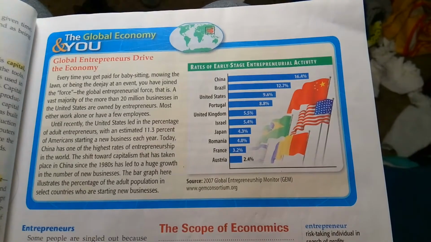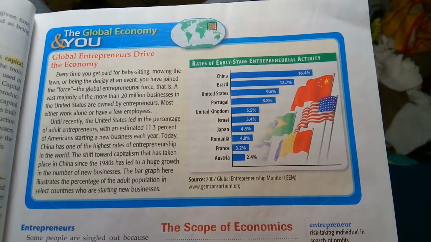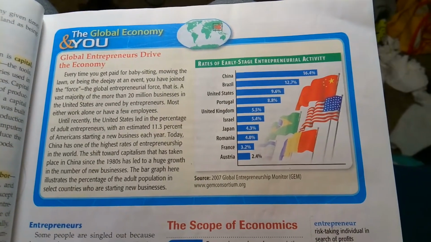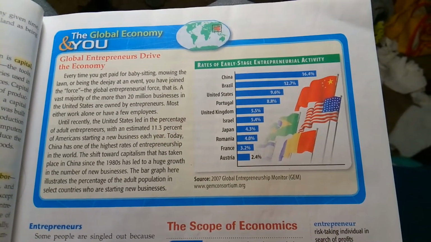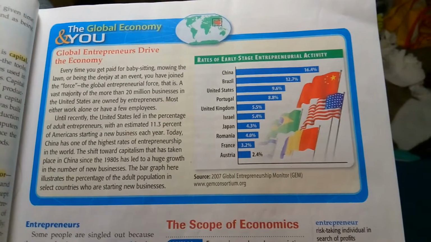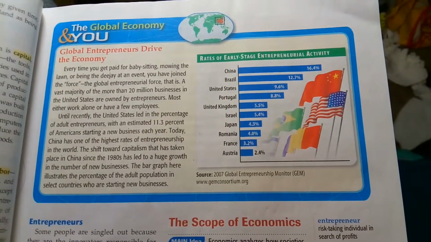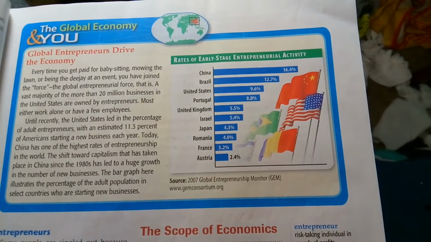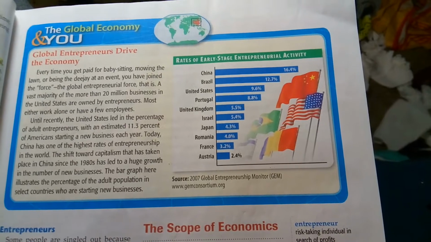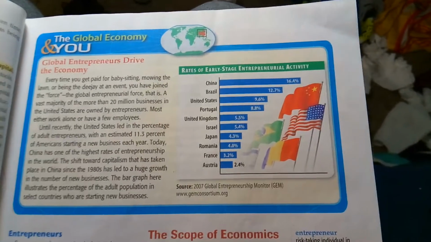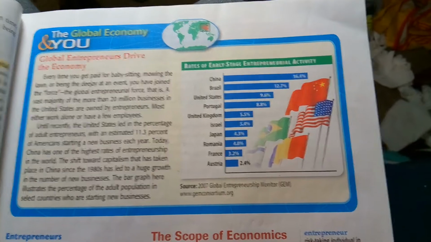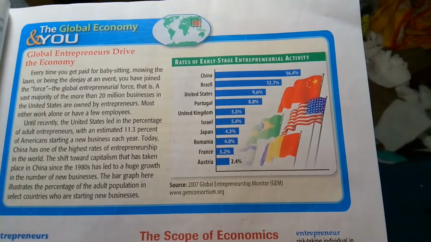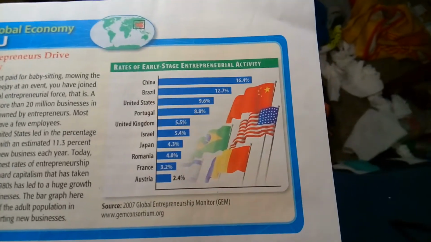Until recently, the United States led in the percentage of adult entrepreneurs, with an estimated 11.3% of Americans starting a new business each year. Today, China has one of the highest rates of entrepreneurship in the world. The shift toward capitalism in China since the 1980s has led to a huge growth in the number of new businesses. The bar graph here illustrates the percentage of the adult population in select countries who are starting new businesses.